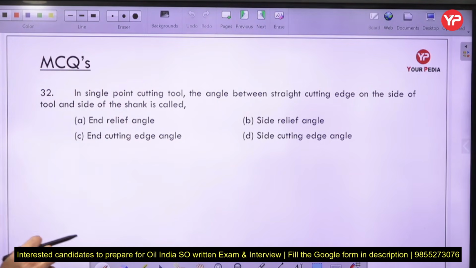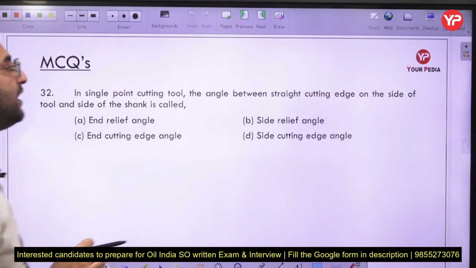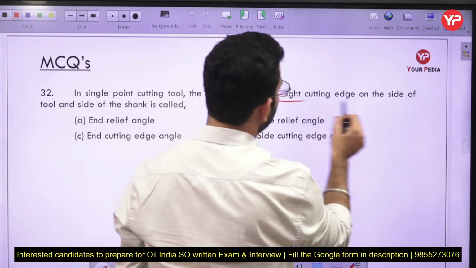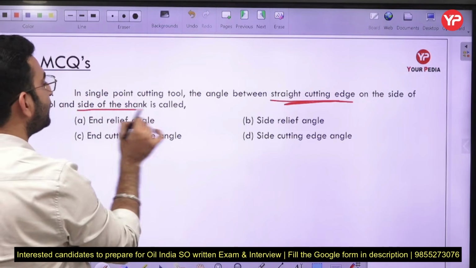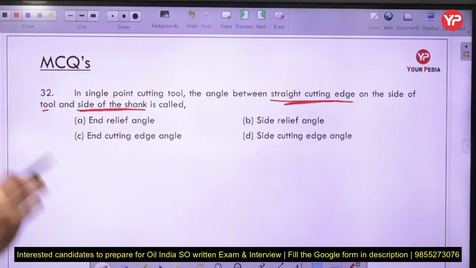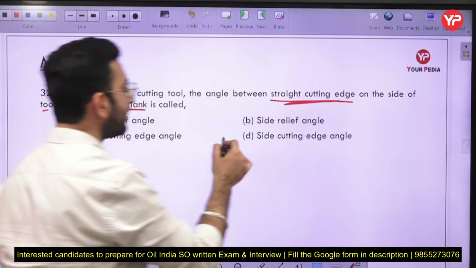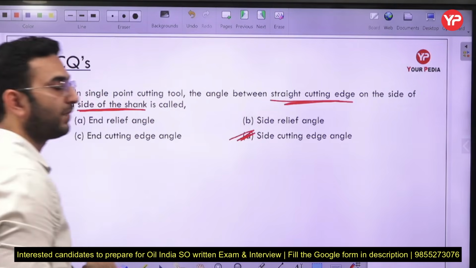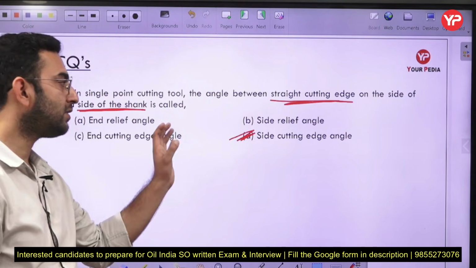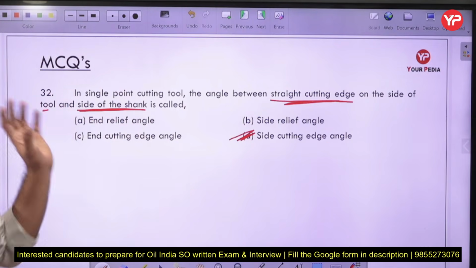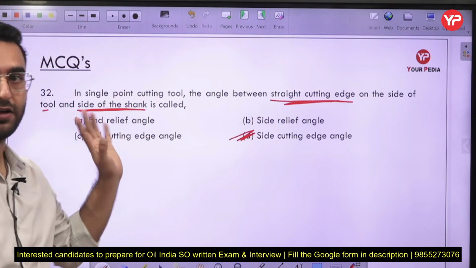Next, in a single point cutting tool, the angle between the straight cutting edge on the side of the tool and the side of the shank is going to be known as... So that is again a simple definition of the side cutting edge angle here. The basic definitions of all the angles, or the nomenclature, are very, very important in metal cutting here.